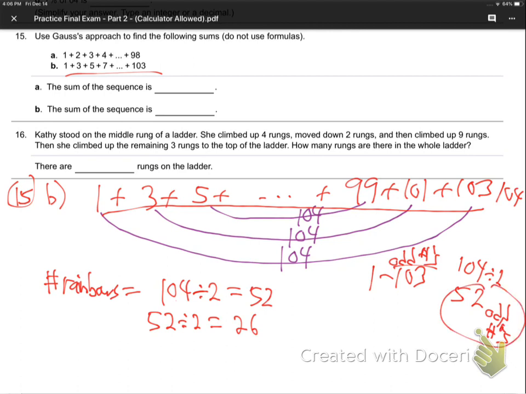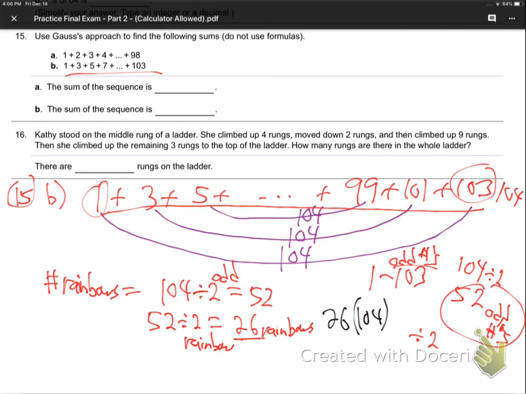And then every two odd numbers together makes one rainbow. So divide by 2 again. You divide by 2 because you're only doing odd numbers. Divide by 2 again because every rainbow has two numbers. So you get 26 rainbows. So then my final answer is going to be 26 times 104, isn't it? So what is that? I'm getting 2704.